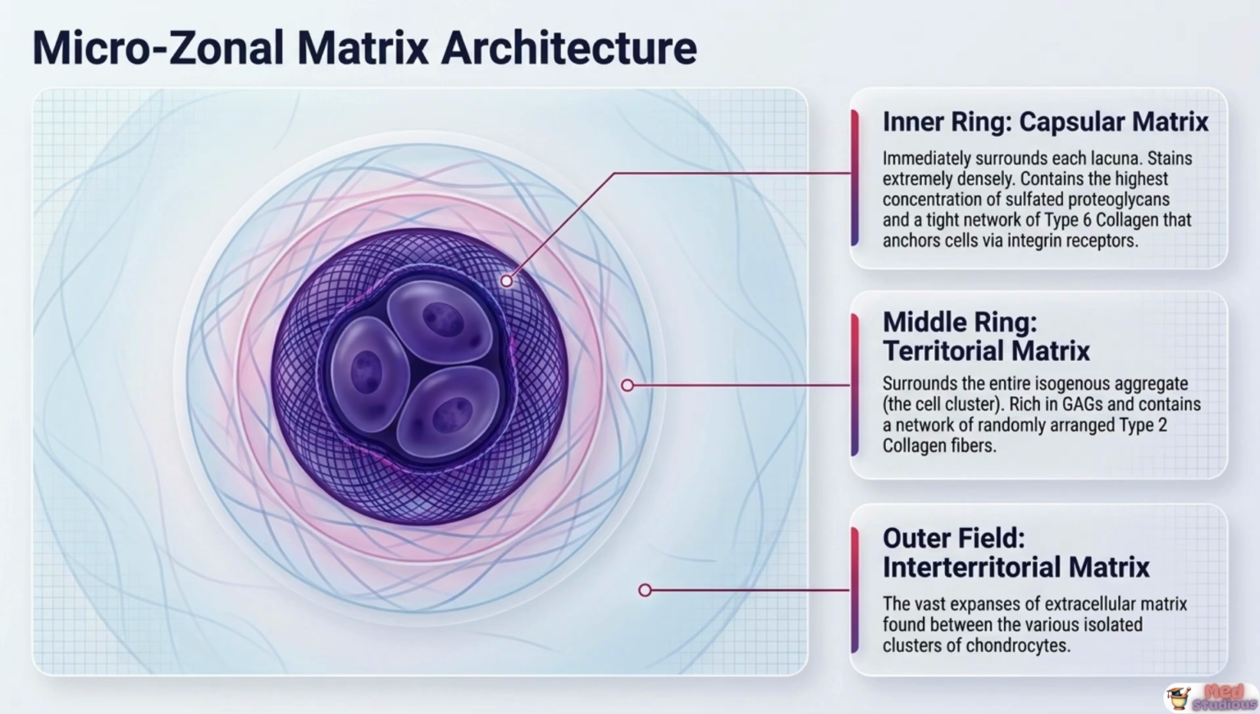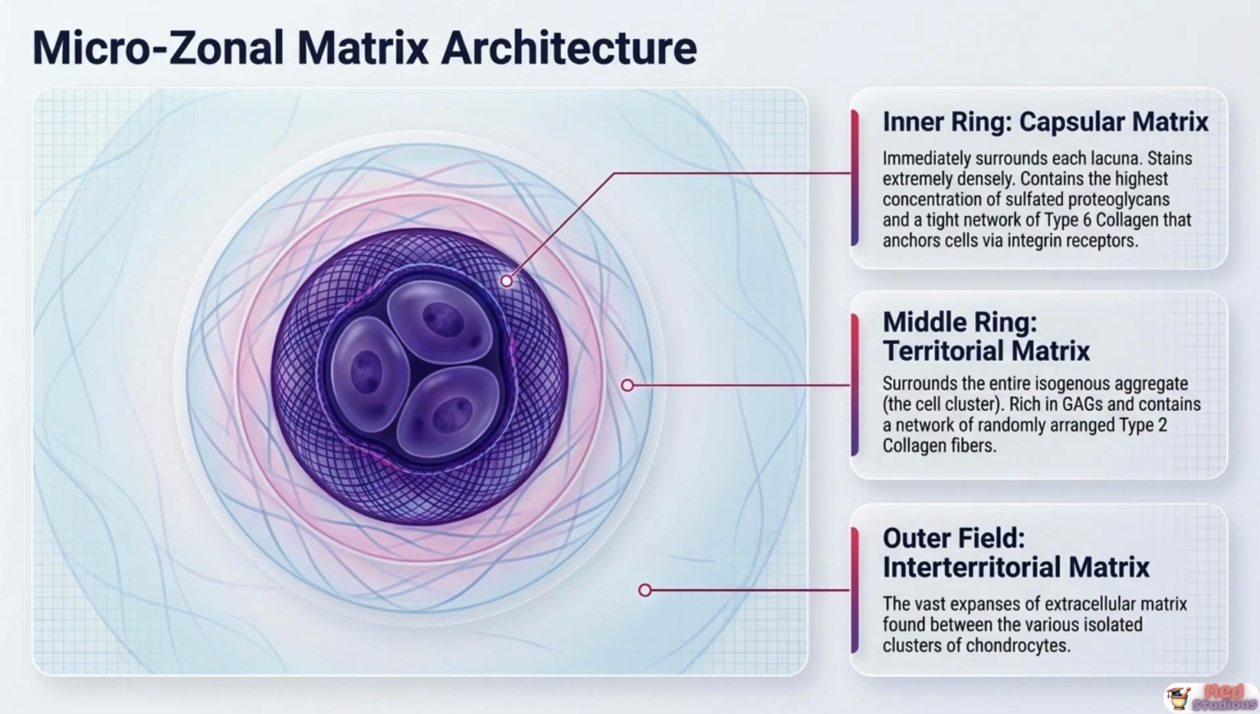Type 6 collagen forms a molecular cage that anchors the chondrocyte to its lacuna wall via integrin receptors on the cell surface, physically coupling the cell to the matrix and allowing it to detect and respond to mechanical deformation signals. The middle ring is the territorial matrix, surrounding the entire isogenous aggregate rather than individual cells. It is rich in glycosaminoglycans and contains a network of randomly arranged type 2 collagen fibers. It stains less densely than the capsular matrix, but more densely than the outer zone.